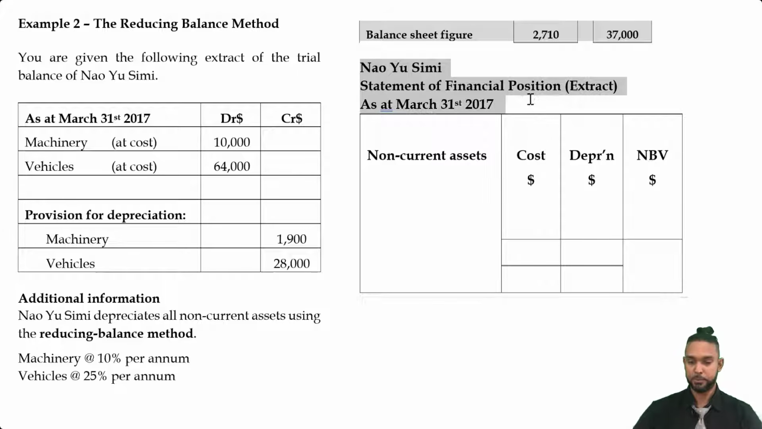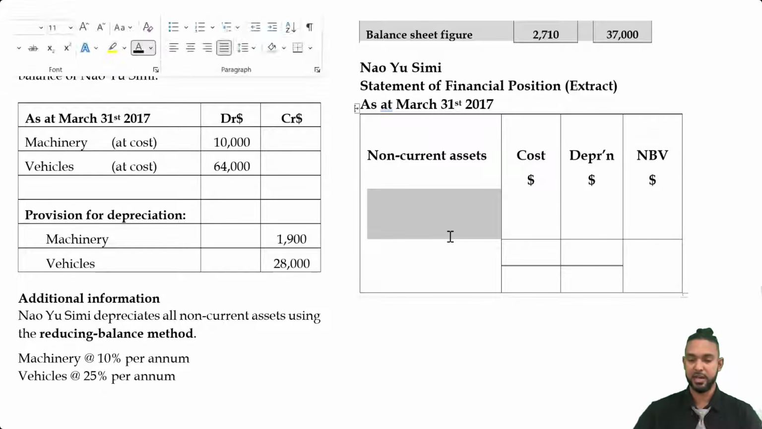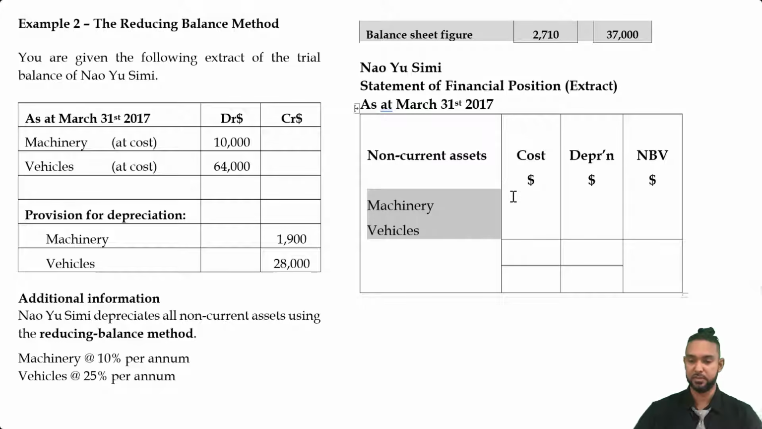Right, so you're seeing it's properly headed up already. Now you see the statement of financial position extract as at March 31st, 2017. So the heading for your section, non-current assets, and the headings for your columns. Okay, so what two assets do we have? We have machinery and vehicles. So we need the cost. So again, the cost was 10,000 and the depreciation figure for machinery is 2,710. So let's populate everything. 10,000 minus 2,710 is 7,290.